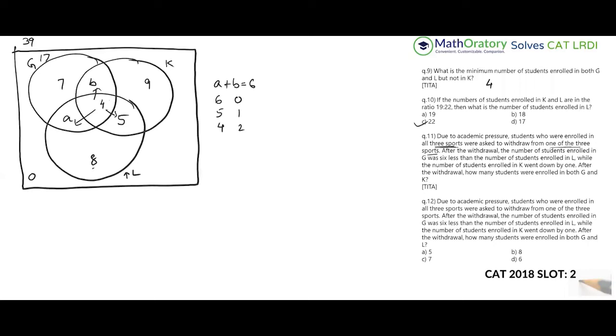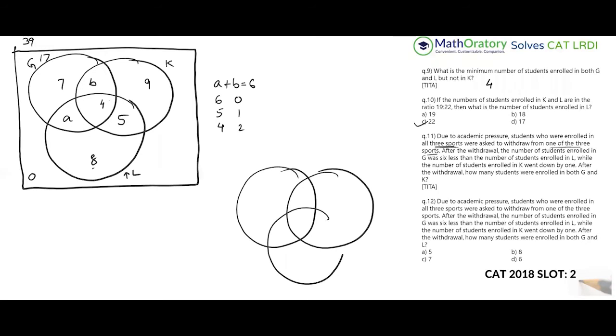So let us understand how to handle this. What I'm going to do is draw a fresh Venn diagram. This time around, I'm not going to draw the rectangle because I know anyhow the outside region is 0. So let me just do this. So G is 17. This is K. This is L. By the way, G is not going to remain as 17.